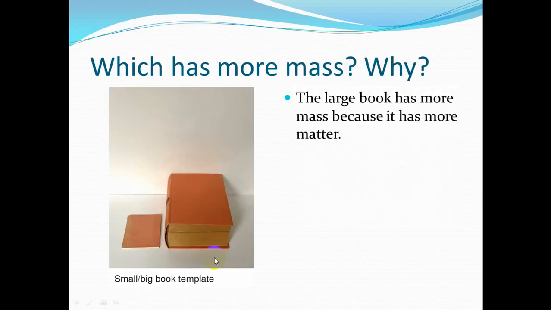Look at this picture here. Which has more mass, and why? The large book or the small book? The large book, of course, has more mass because it has more matter. Here the book is made up of paper. So the amount of paper in the large book is more than the amount of paper in the small book. So the large book has more mass.